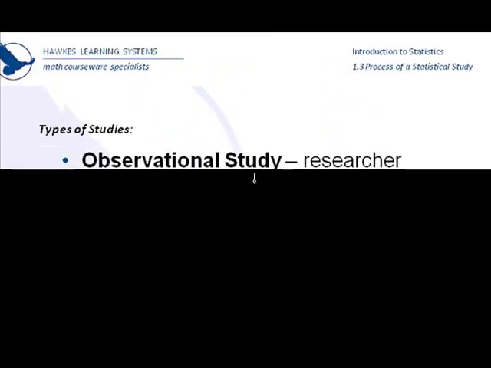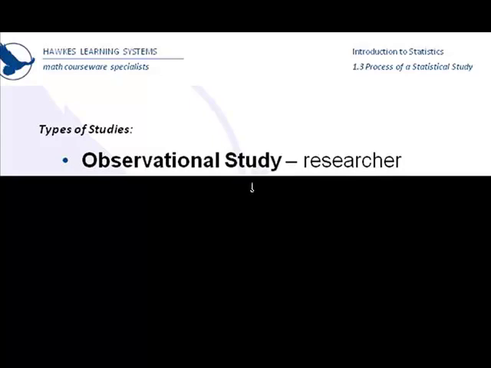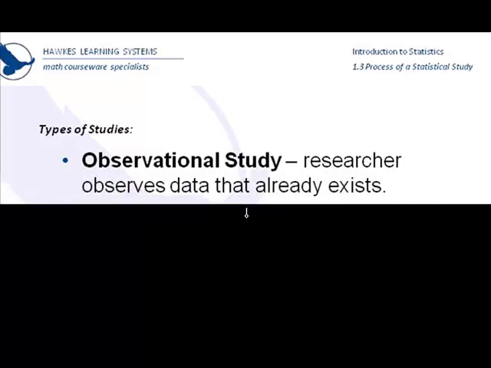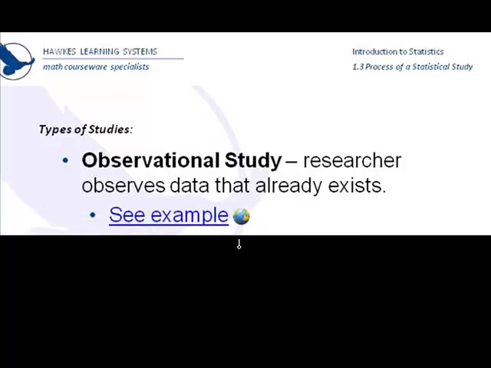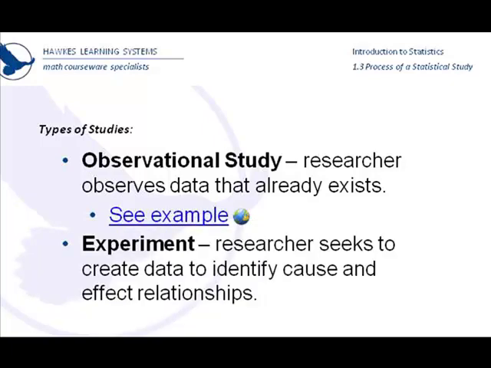There are two general types of studies. The first is the most common. It's an observational study. The researcher observes data that already exists: attitudes, opinions, test scores, things of that nature. The other type is generally save for the medical field, or true experimental design, which is very rare because it involves a control group to compare to the group that actually gets the treatment.